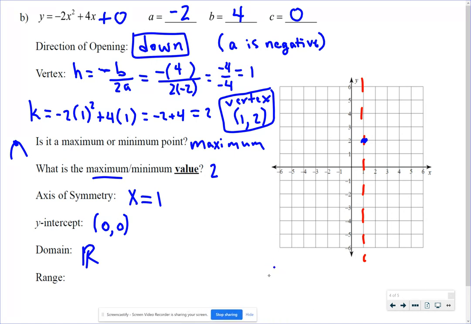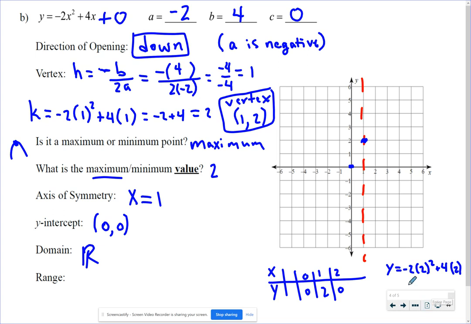So I'm going to make a quick little table, find some other points on the graph. We've got this one. Y-intercept is at the origin. Our vertex is (1, 2). We got (0, 0). We should have (2, 0). Let's see if we do. If I plug in 2 for x, do we get 0 for y?